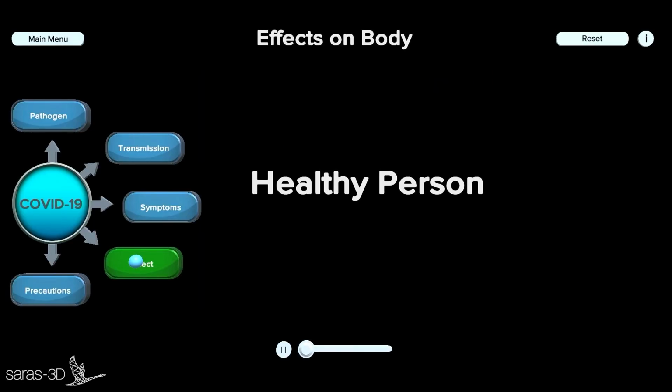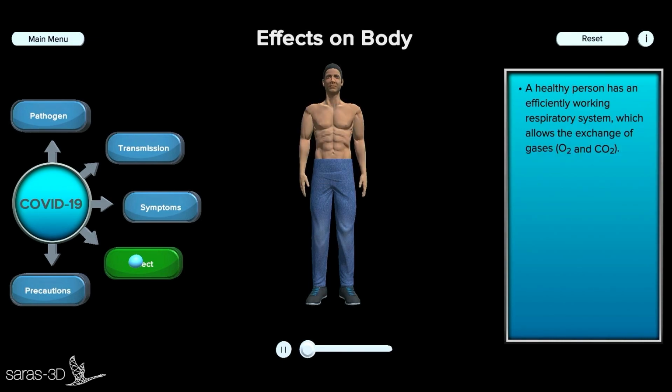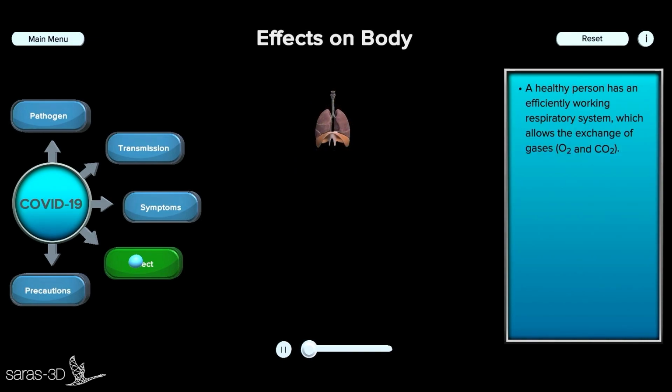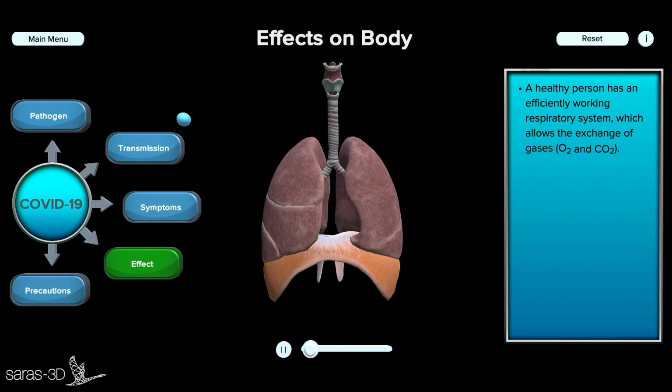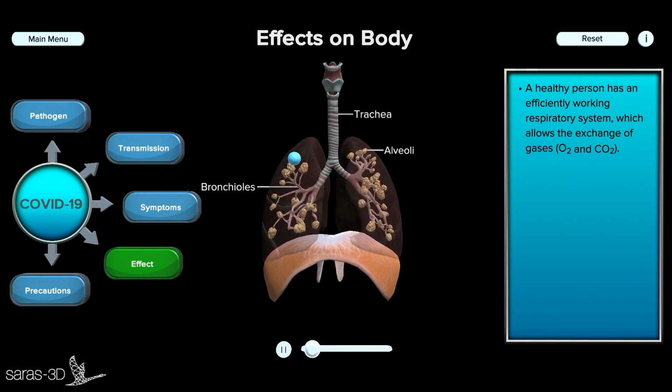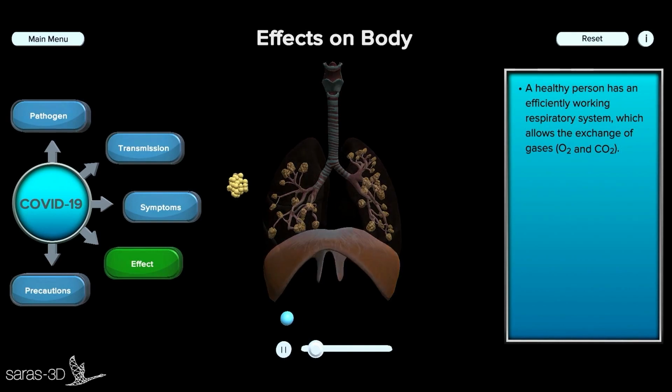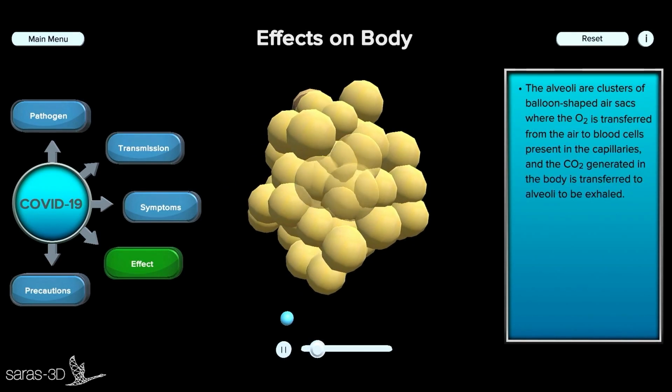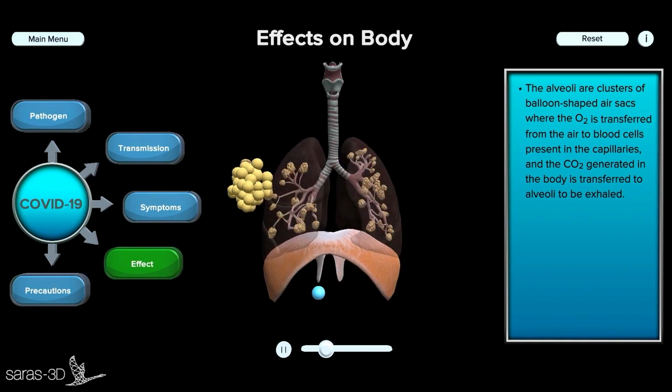In a healthy person, the exchange of CO2 and O2 gases happens in the alveoli, that is inside the lungs. So here you can see the model of a human respiratory system, where this is the windpipe or trachea, which branches further to give rise to bronchioles and which ends in alveoli or the air sacs present inside the lungs. So in a healthy person, it is in the alveoli, which are clusters of balloon-shaped air sacs, where the O2 is transferred from the air to the cells, and the CO2 generated in the body is transferred to the alveoli to be exhaled out of the body.